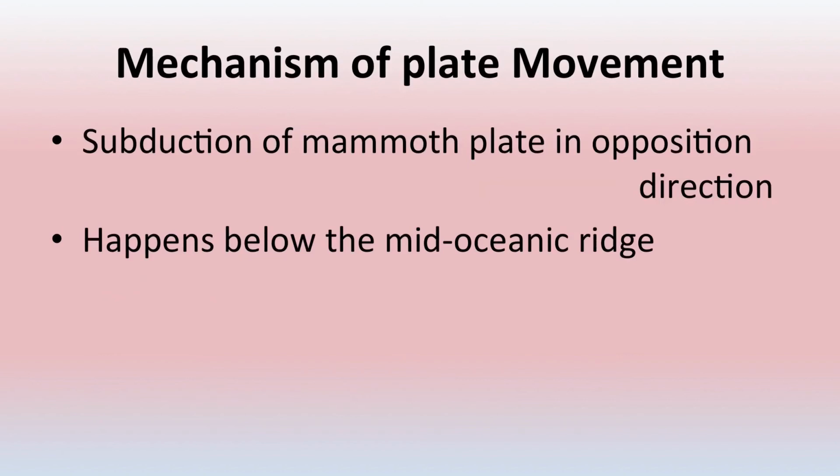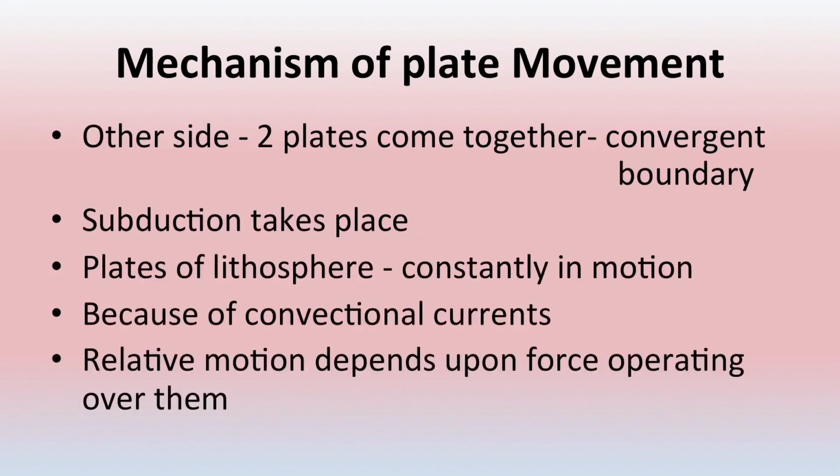Subduction of the plate in the opposite direction takes place when there is submergence, and then it happens below the mid-oceanic ridge. On the other side, when there is rising of current, the plates move apart. If we consider these as two plates, when there is rising of magma, here the plates move apart, and on the other side, when the currents move down, there is coming together of the plates, and then subduction happens.